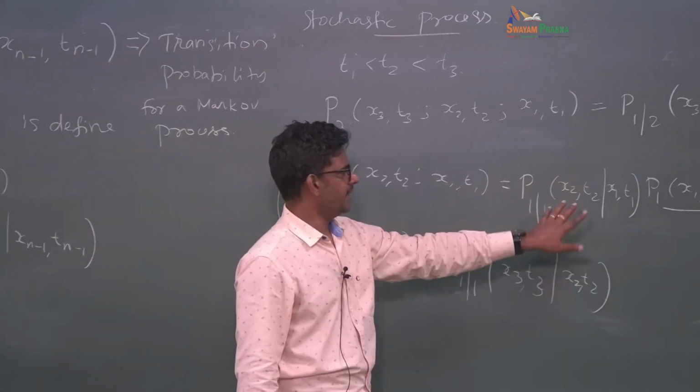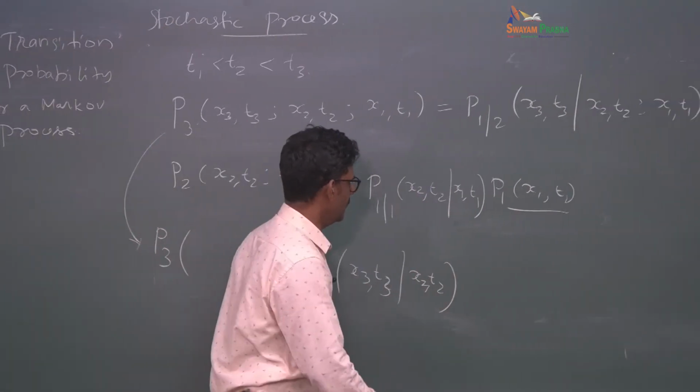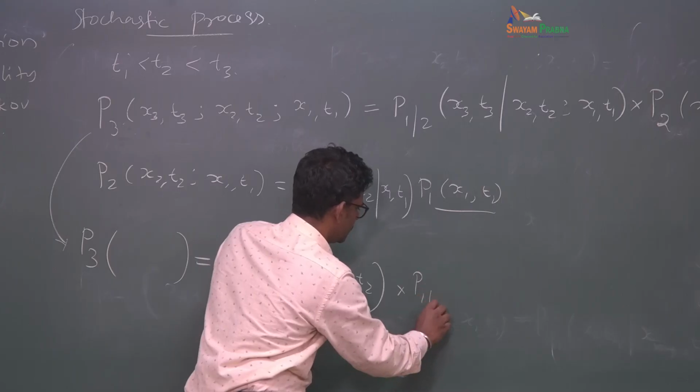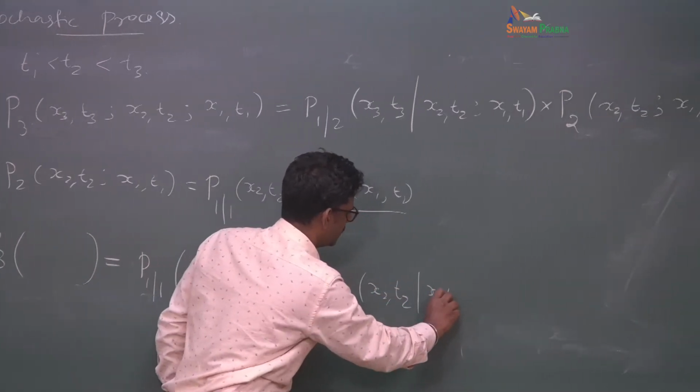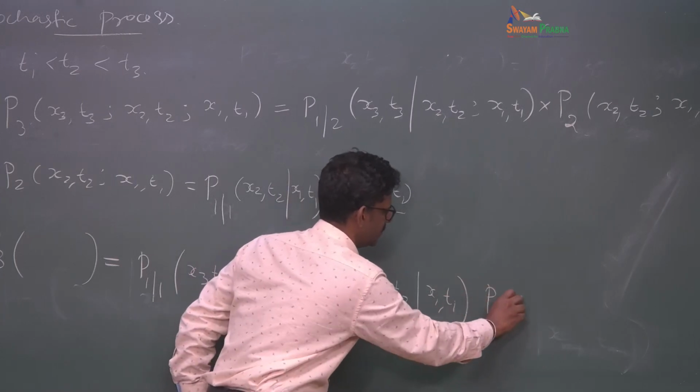And then for the P2, I can substitute this, that is P1|1 of x2, t2 conditioned at x1, t1, times P1 of x1.